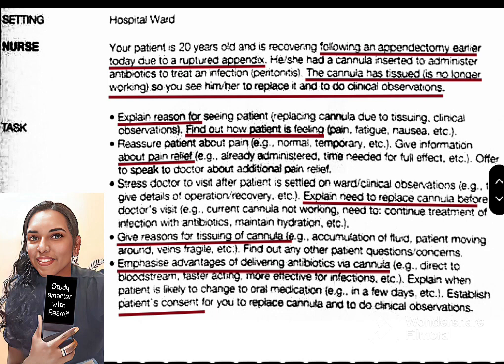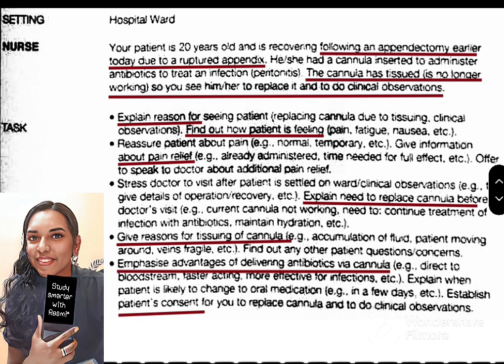Moreover, I would like to tell you that the current cannula is not working anymore, and for preventing you from infection, the doctor has prescribed some antibiotics, and your hydration also will be provided through this cannulation only. So it is very much important for you to have this recannulation without any delay. Are you getting my point, Mr. John? So like that, you can give all the information together early.